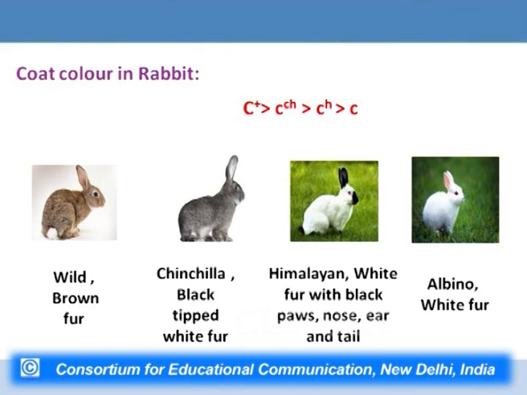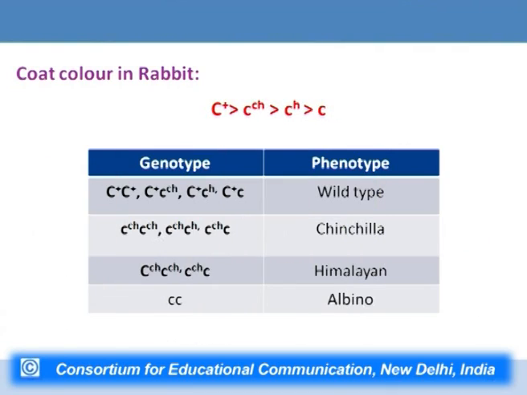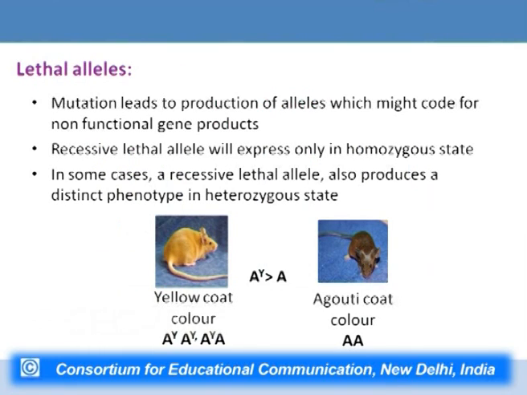C plus is dominant to C^ch, and C^ch is dominant to C^h, which is dominant to c. These are the different genotypic combinations which can lead to specific phenotypes in the rabbit, and cc is the recessive homozygous individual which leads to formation of albino color.